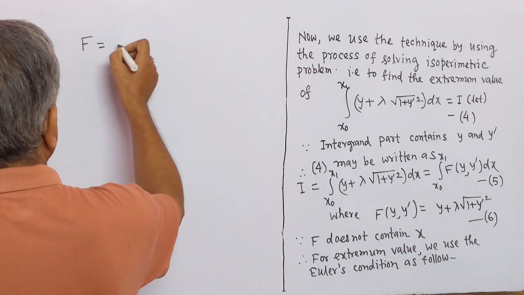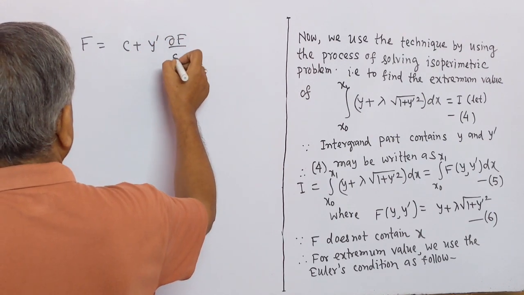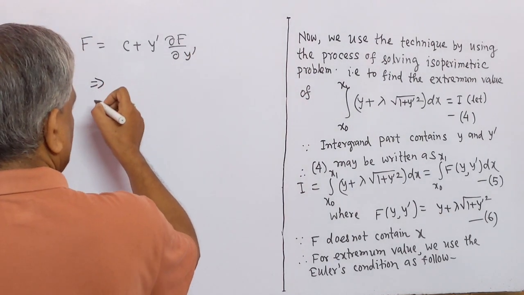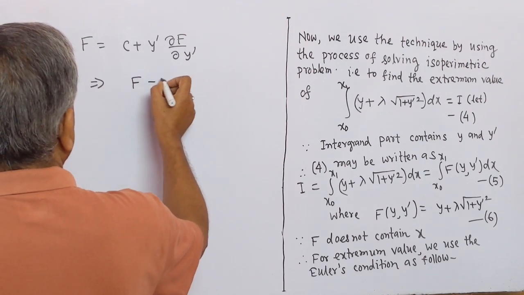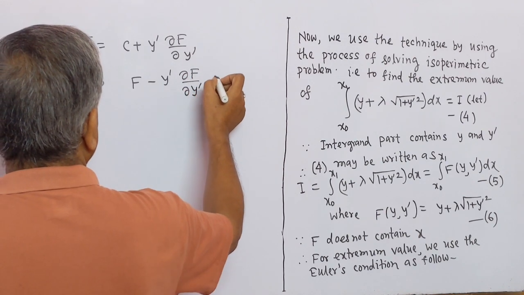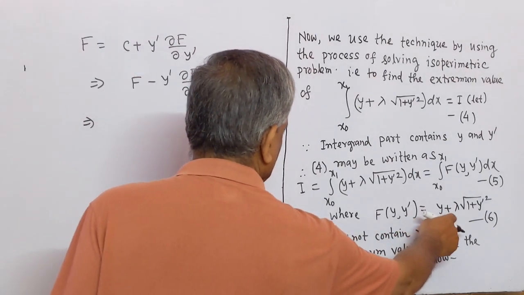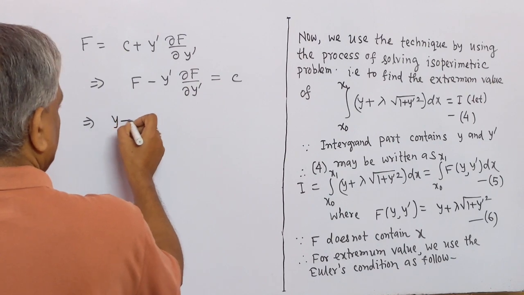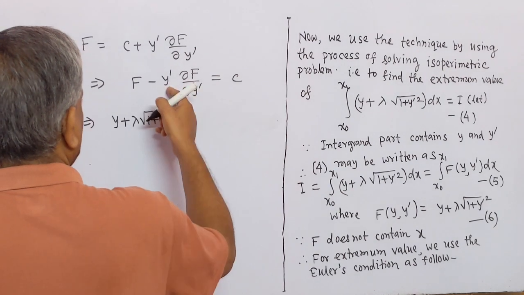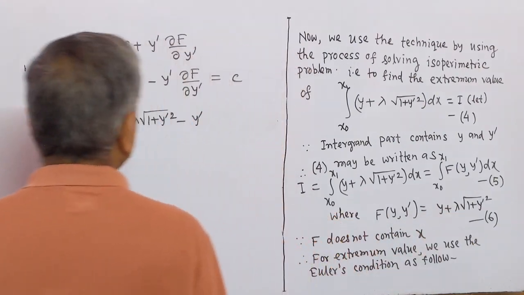F equal to c plus y prime partial derivative of f with respect to y prime implies that f minus y prime partial derivative of f with respect to y prime equal to c implies that y plus lambda square root of 1 plus y prime square minus y prime partial derivative of f with respect to y prime.